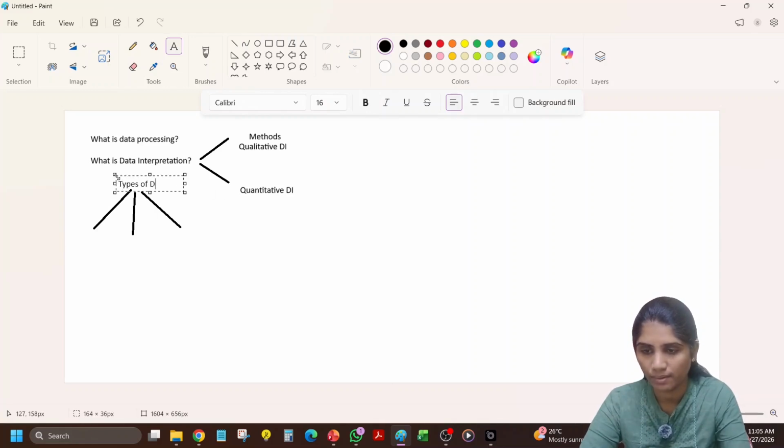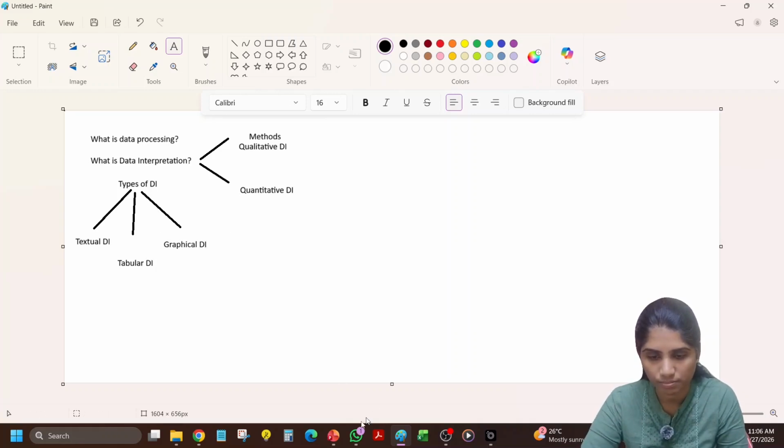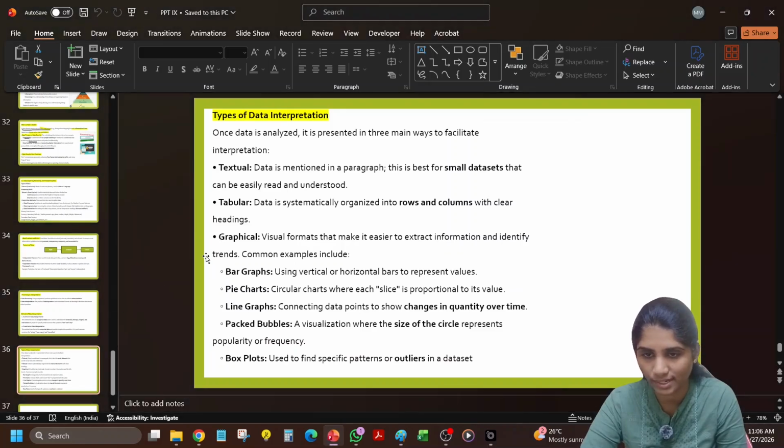When we want to represent our data in a meaningful fashion, how can we represent it? That we are going to discuss here in the types. First is the textual way, textual DI. The second one is tabular format, tabular DI. And the third one is graphical format, graphical DI. Okay, this we will discuss now. I'll move into the slide.